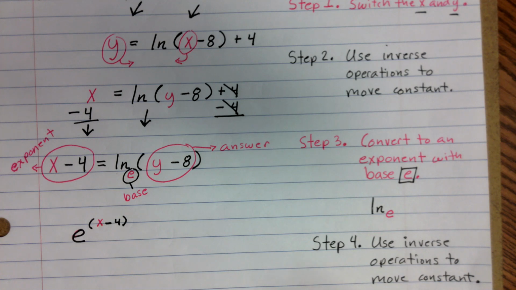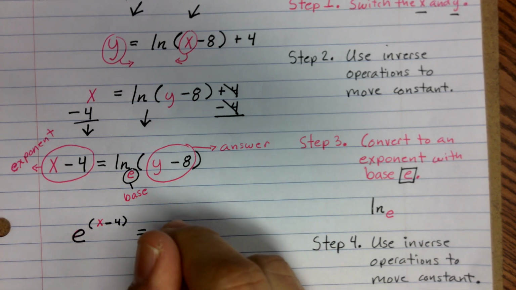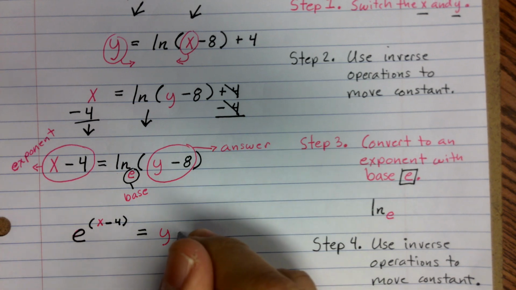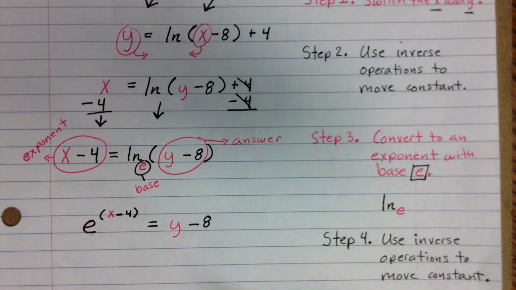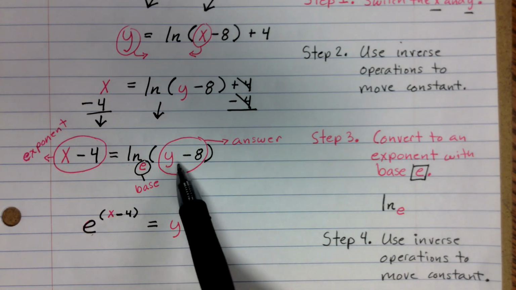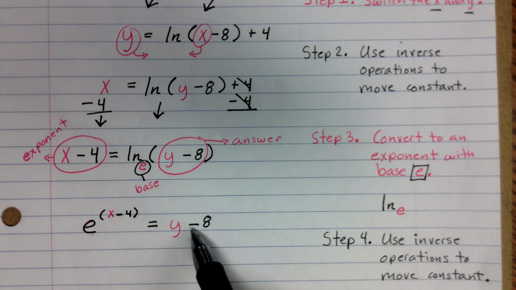And now we're going to go ahead and we're going to set that equal to our answer. So I'm going to put equals, and then y minus 8. So now this is officially an exponent, right? Because every exponent has a base, and this is a base of e. It has an exponent, or what we call a power, right, up here, that superscript, which is x minus 4. And it has an answer, which in this case the answer was y minus 8. Notice that's what's inside of the parentheses in front of the natural log. And so we wrote that right here, our answer, y minus 8.